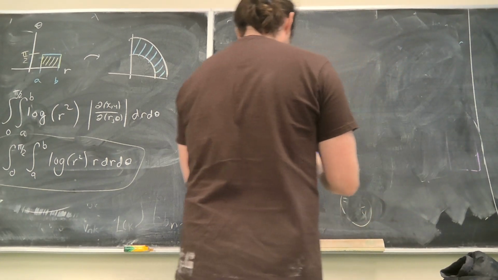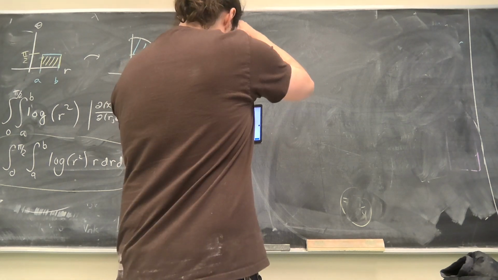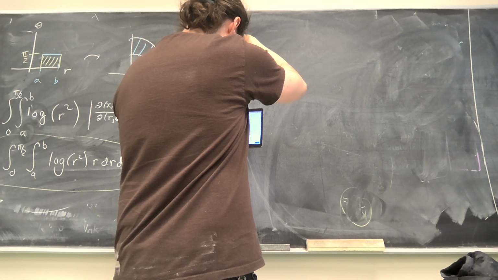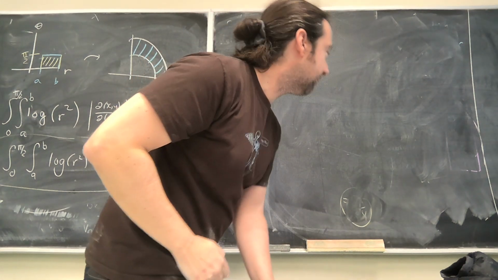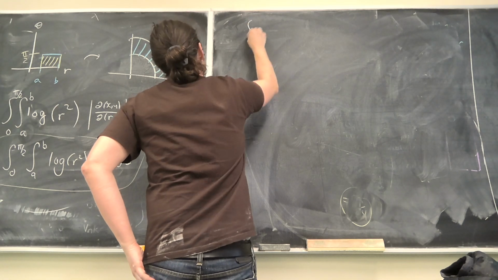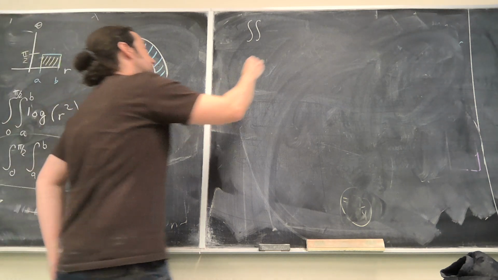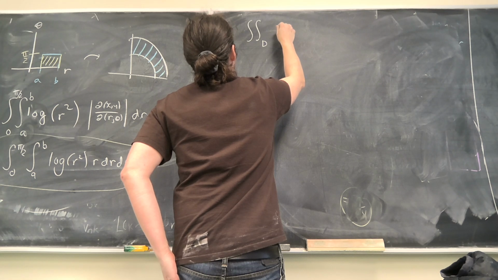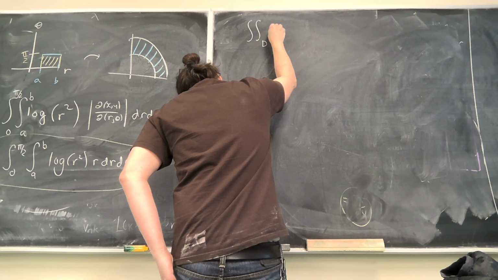How about this one? It's a good one in the exercises here. Let's do this transformation. Let's look at the double integral over D of, what do I want to do here? How about, oh God, it's the wrong direction.